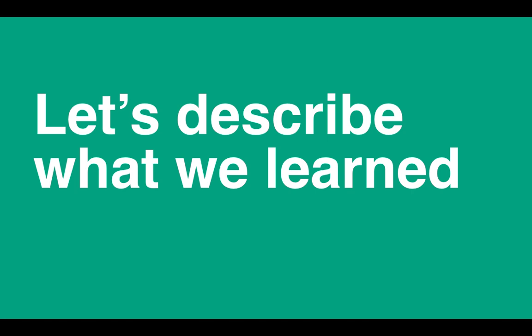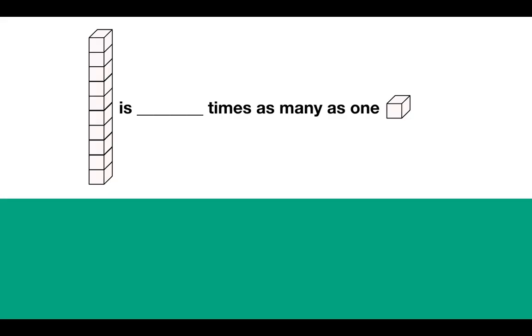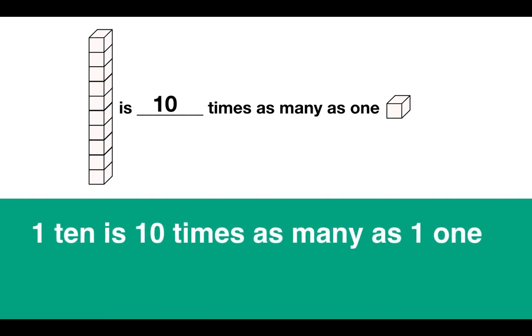Now it's time to describe what we've learned. We know that this tower is how many times as many blocks as just one block? Well, we can see it is 10 times as many as one block. The sentence you can think in your mind is that 10 is 10 times as many as 1. Using multiplication, you can write 10 is equal to 10 times 1.